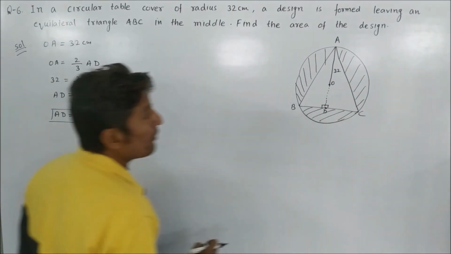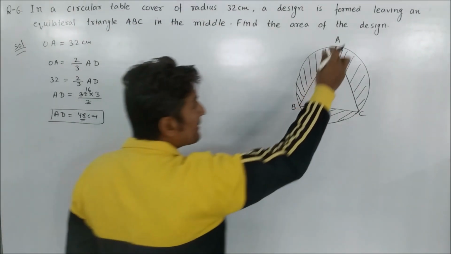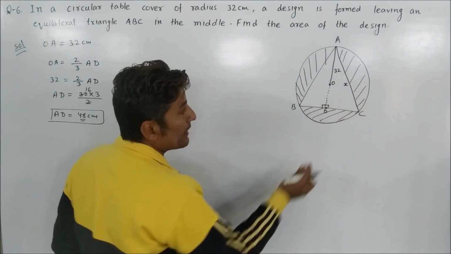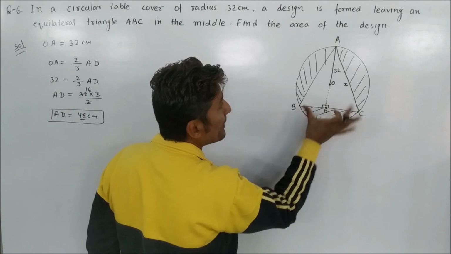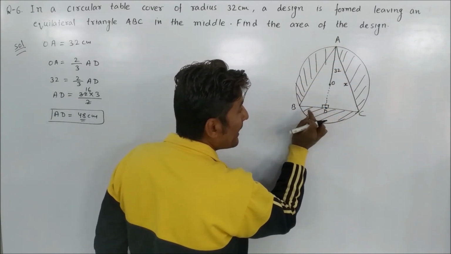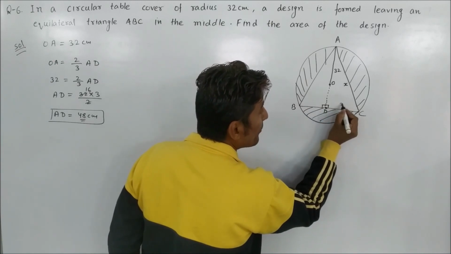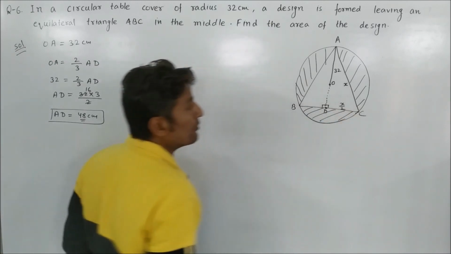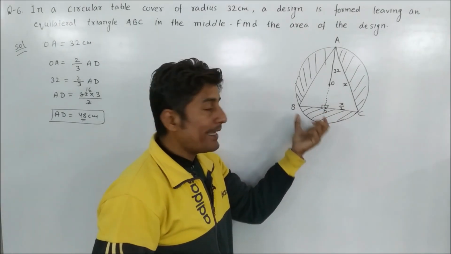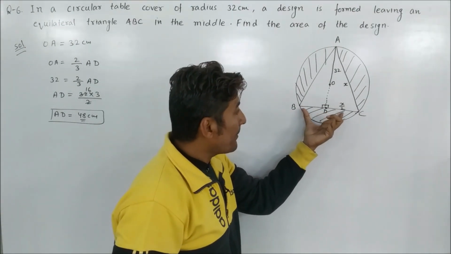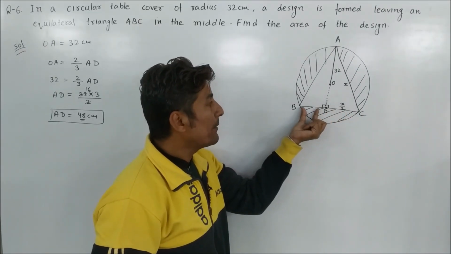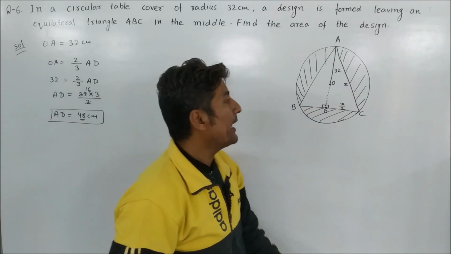To find the measurement of AC, suppose the measurement of AC is equal to X centimeter. Then the measurement of BC will also be X, and AB will also be X. Since BC is X, we can say DC will be equal to X upon 2, because AD is the median of this triangle ABC. Similarly, BD will also be equal to X upon 2.